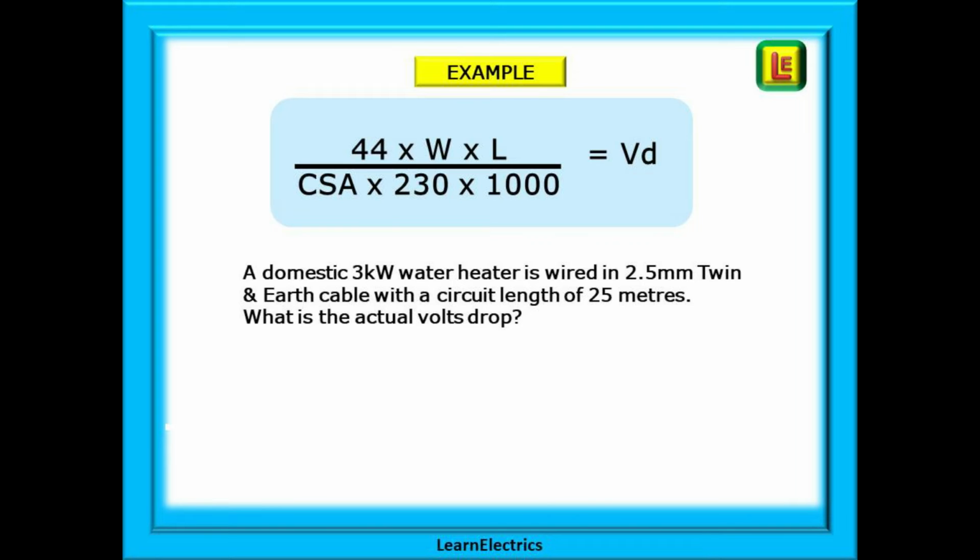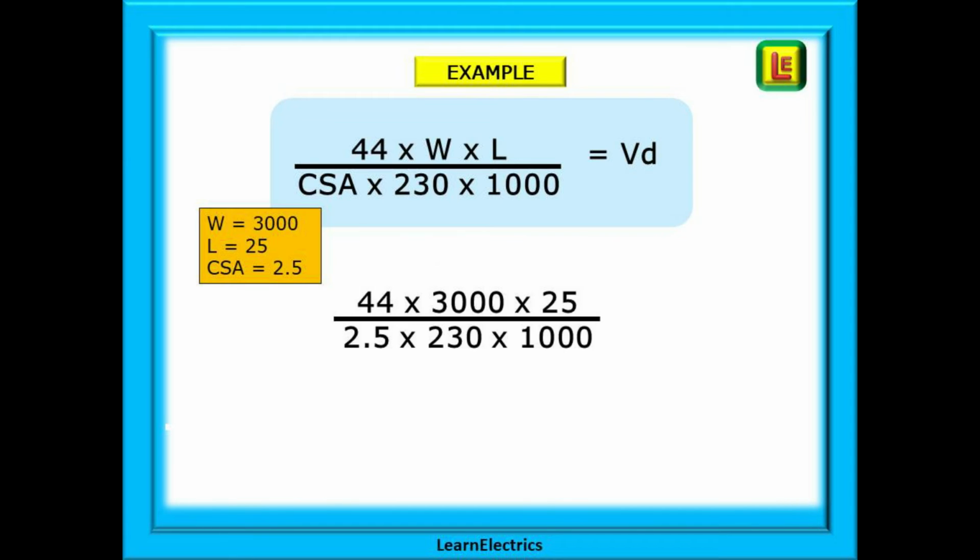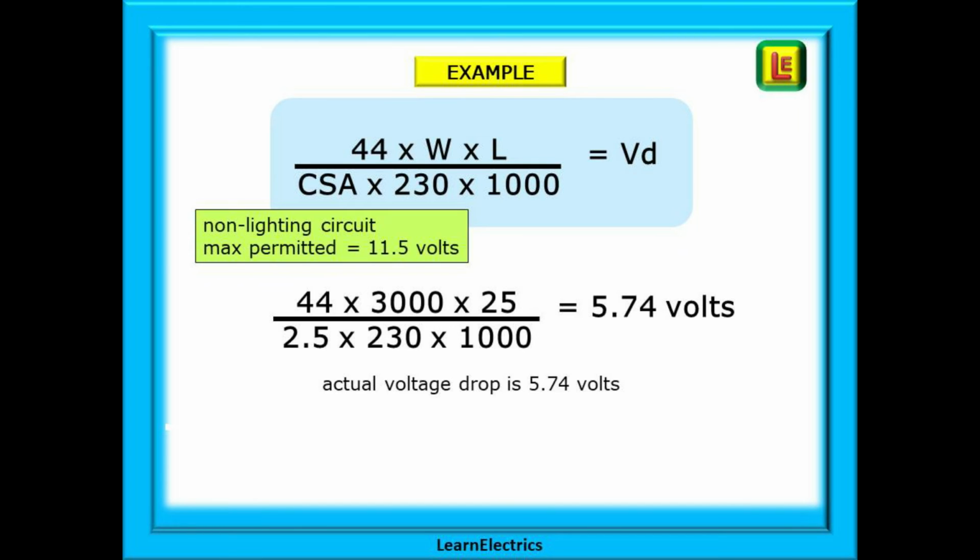Here's an example. A domestic 3 kilowatt water heater is wired in 2.5mm twin earth cable with a circuit length of 25 meters. What is the actual volts drop? Everything we need to know is in the question. 3 kilowatts is 3000 watts. The length is 25 meters and the CSA of the cable is 2.5mm. Put these numbers into the formula and do the calculation. You should have 5.74 volts when rounded up. This is less than the 11.5 volts, the maximum permitted for a non-lighting circuit, and is therefore satisfactory.